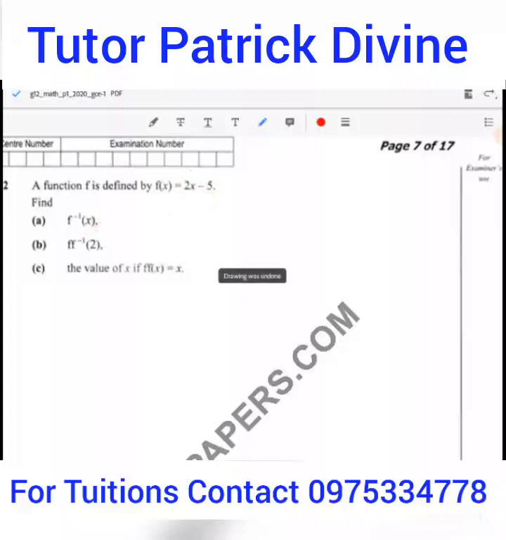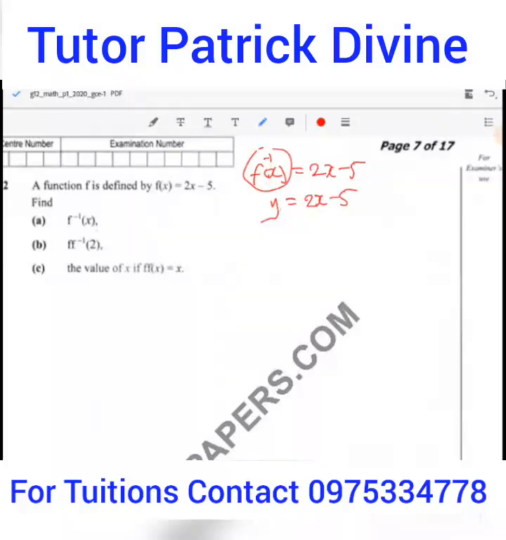So how do you find it? f inverse of x is equal to 2x minus 5, like that. Then we replace it with y is equal to 2x minus 5.